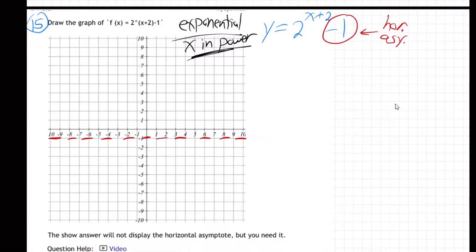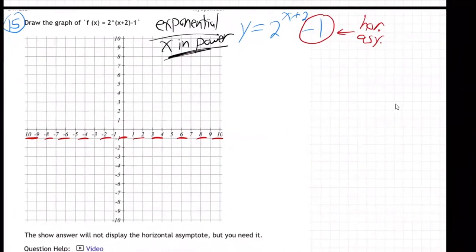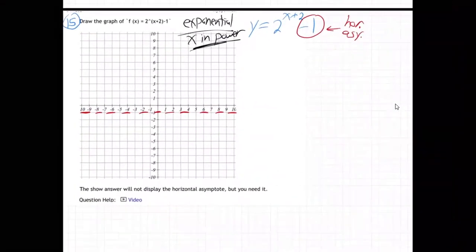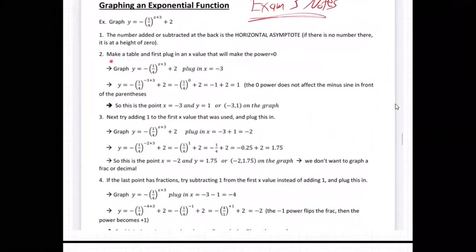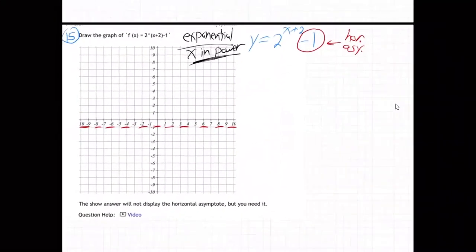We know it's gonna rocket up one side, flatten on the other. Maybe it'll rocket this way and flatten that way. Maybe it'll rocket down this way and flatten. But somehow it's gonna do one of those 4 basically. It's gonna flatten on that horizontal asymptote line, and then it's gonna rocket up one way or the other. Okay, how do we find the particulars? Well, it says make a table and first plug in an x value that will make the power 0. Okay, let's do that. So let's make an xy table.